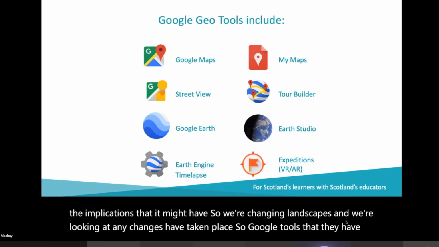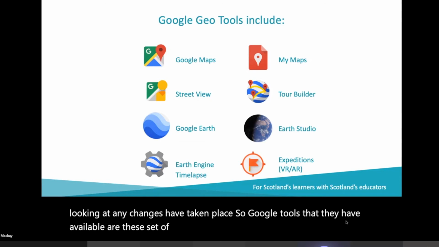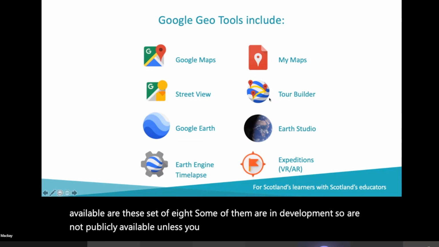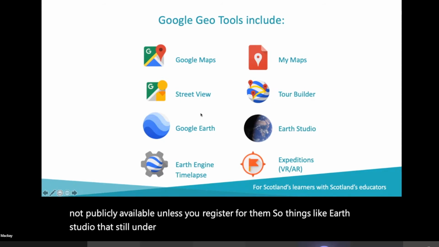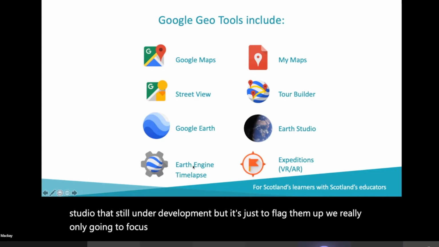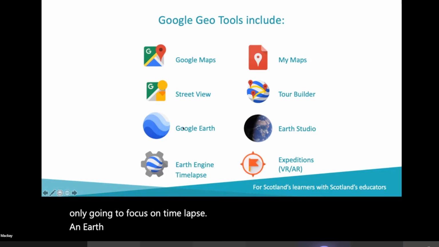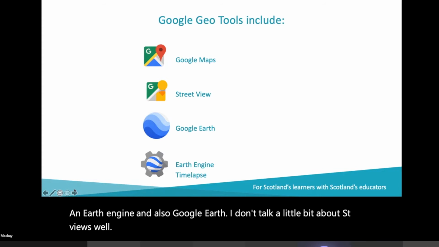So the Google tools that they have available are these set of 8. Some of them are in development, so are not publicly available unless you register for them. So things like Earth Studio, that's still under development, but it's just to flag them up. We're really only going to focus on Timelapse, Earth Engine, and also Google Earth. And I'll talk a little bit about Street View as well.